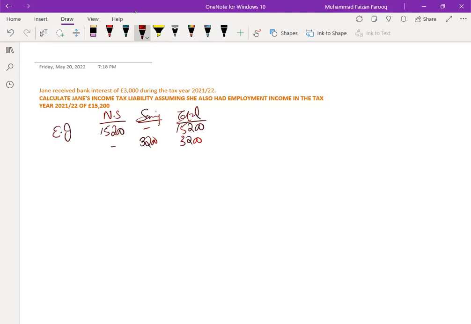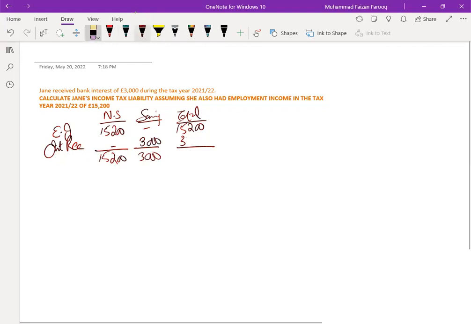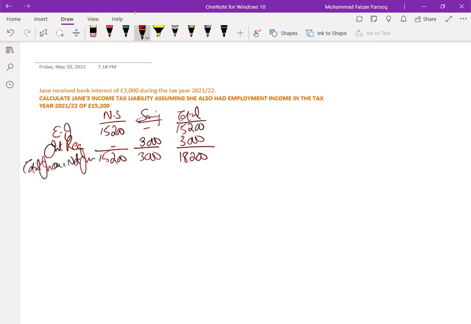Savings income or interest received is the same, 3,000. So the total, please. 18,200. Do we have any qualifying interest? No, so this is the net income. Personal allowance is how much? 12,570. So the taxable income for non-savings is 2,630, and the total is 5,630.